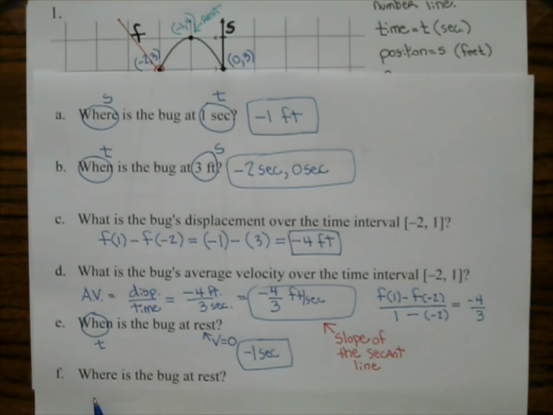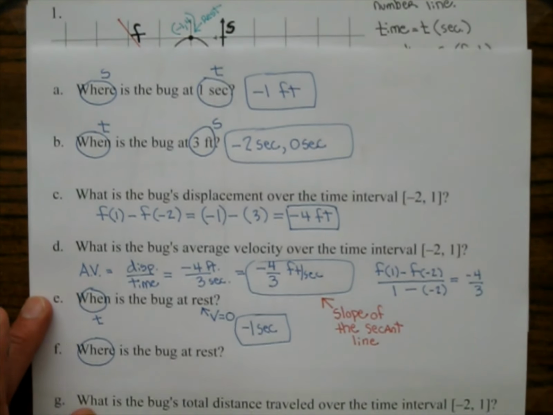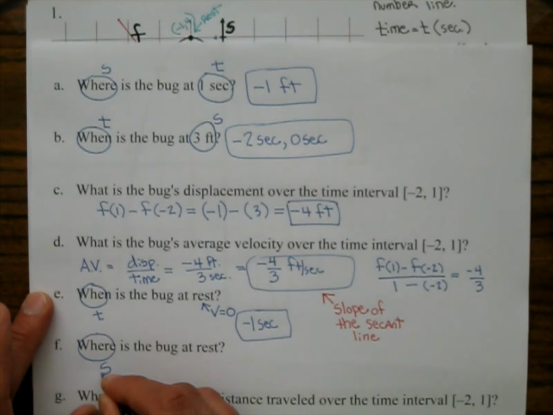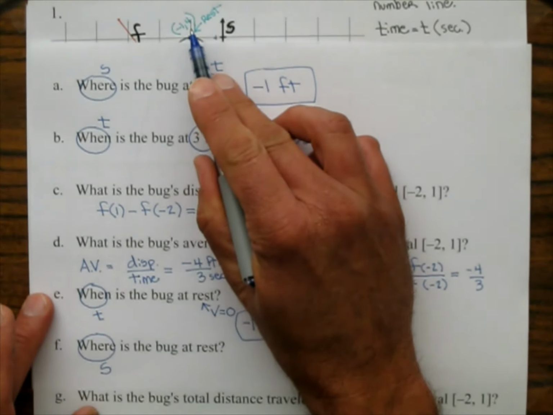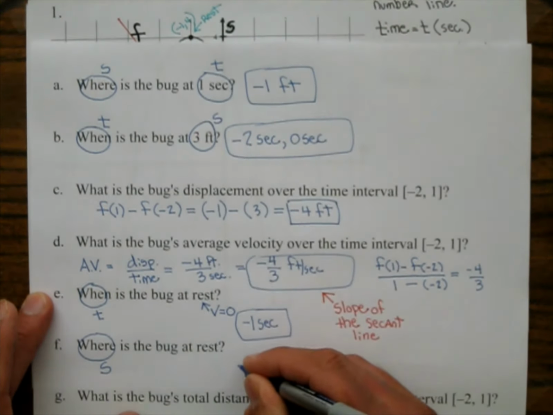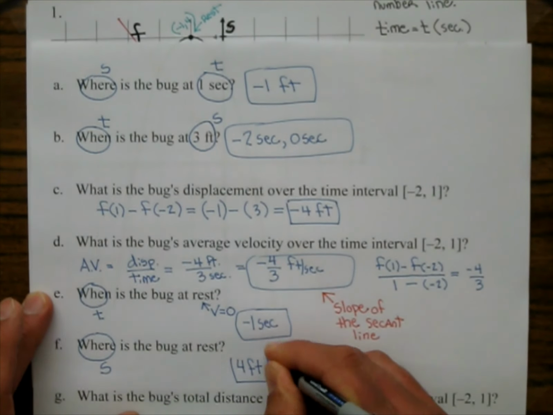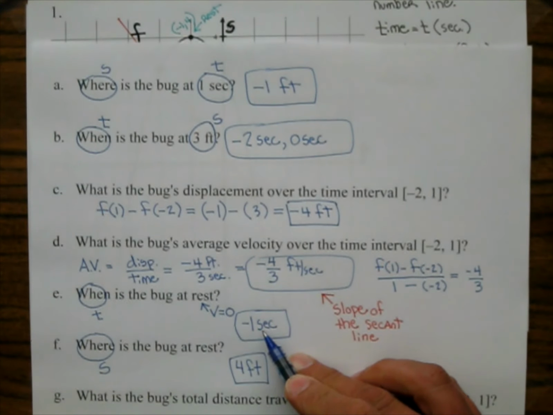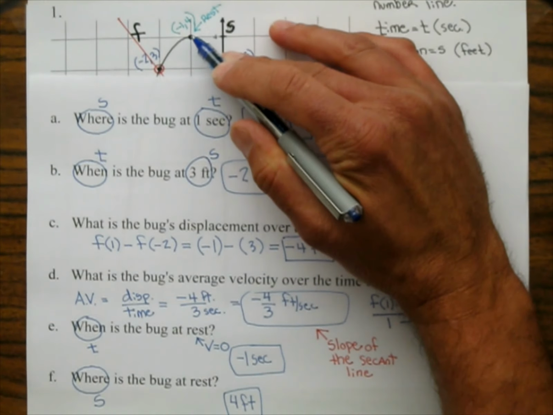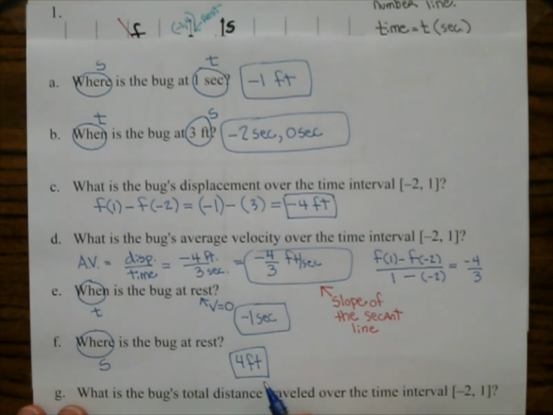The next question says, where is the bug at rest? So where happens to be s, the second coordinate. And the bug is at rest where? At 4. 4 what? 4 feet on the number line. So look, the first coordinate of this vertex, or this maximum, is -1, and the second coordinate is 4.